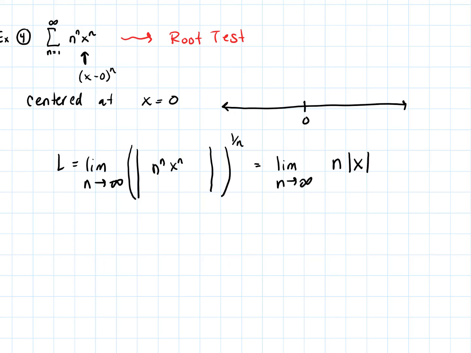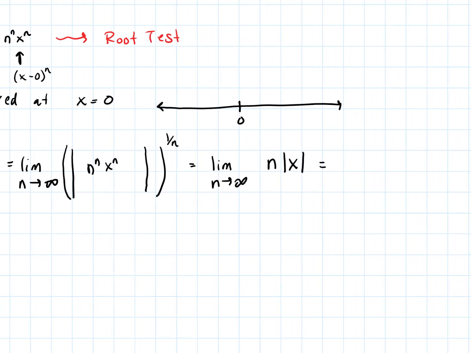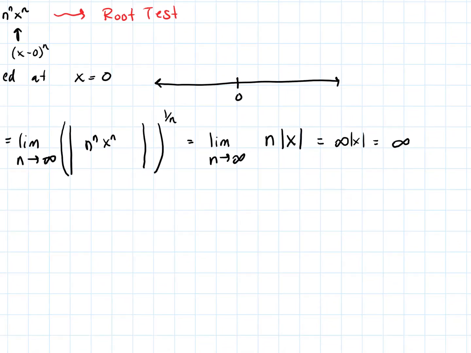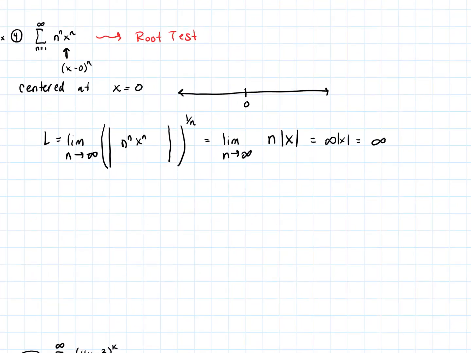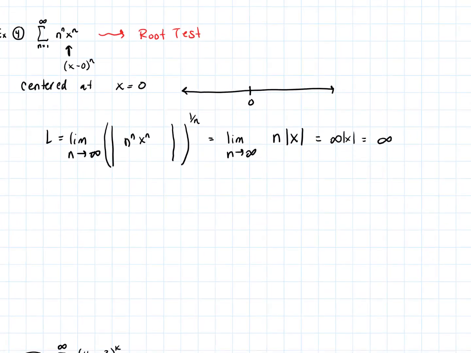I pulled the n out of the absolute value simply because n is positive, so I don't need to have it inside the absolute value, but the x I do. But notice what happens here. As n goes to infinity, this is going to become infinity times x, or infinite. The index right there in the root test has now obliterated my x value.